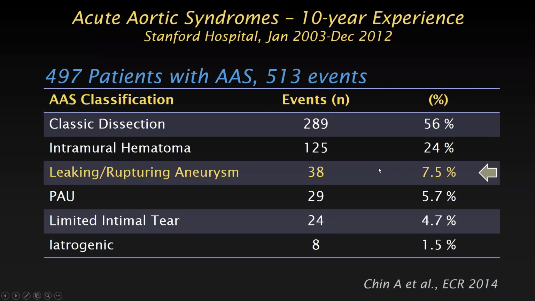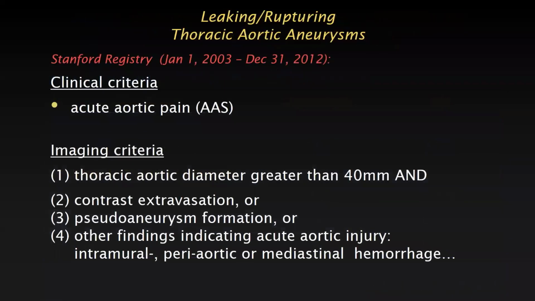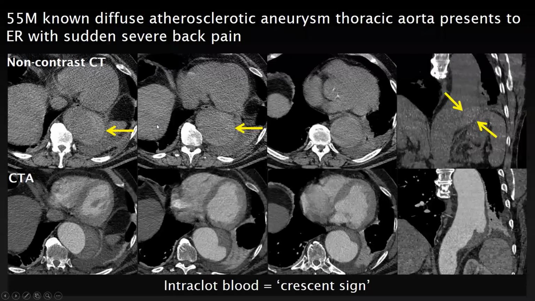And so when you look at some of the features, not unexpectedly, if we define them as aortas greater than 4 centimeters and having contrast extravasation or pseudoaneurysm formation, or other findings like local IMH or periaortic mediastinal hematoma in patients who present with an acute aortic pain, then those would be leaking atherosclerotic aneurysms. And here just several examples.